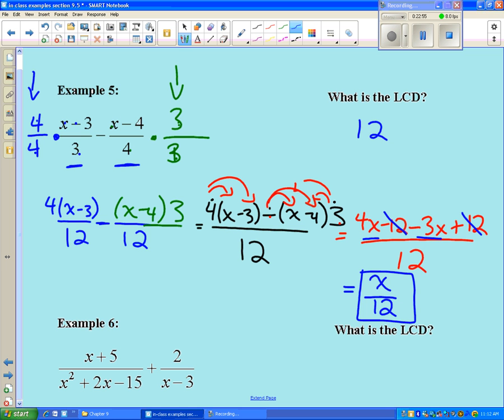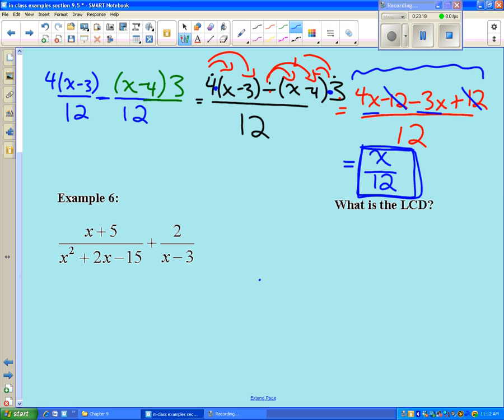So not only do I need to get a least common denominator and move over to that common denominator, any type of multiplications that I have, I need to multiply out, and then I need to combine like terms and reduce so that I come up with my final answer. So let's look at something a little more difficult, and we'll look more of this in the next day's notes as well. But let's look at this last example, example 6.